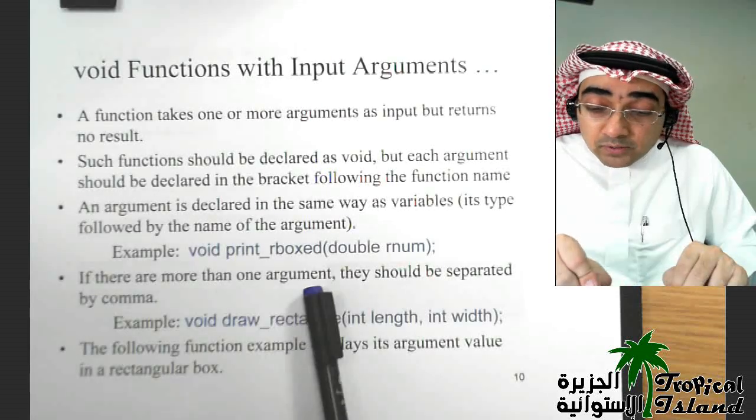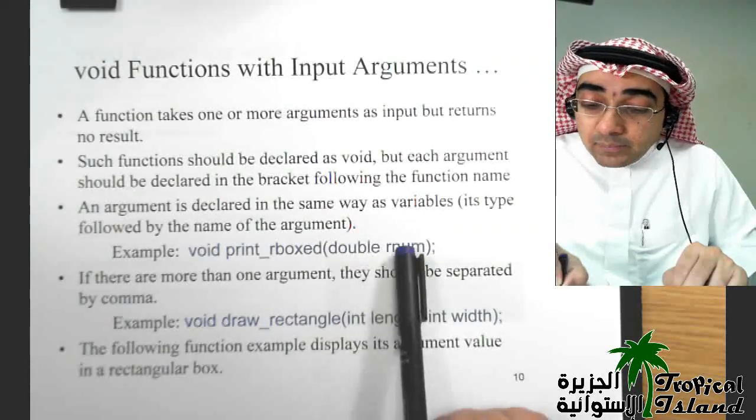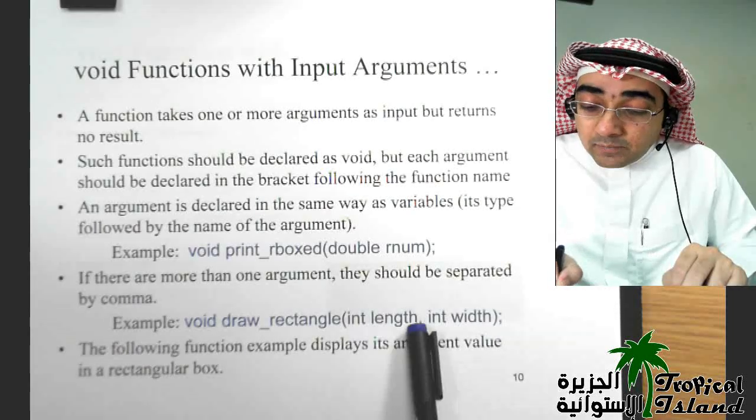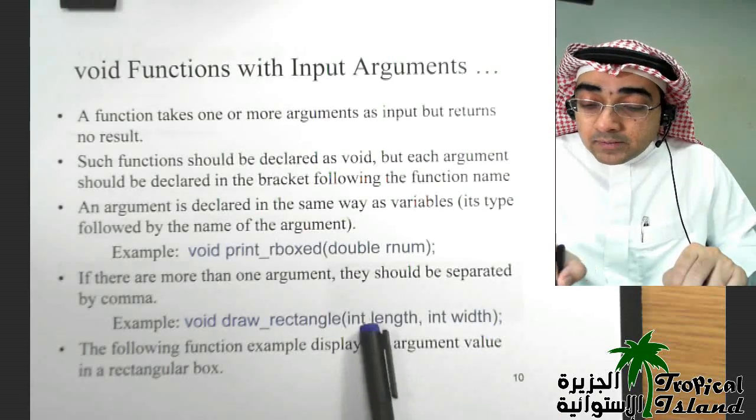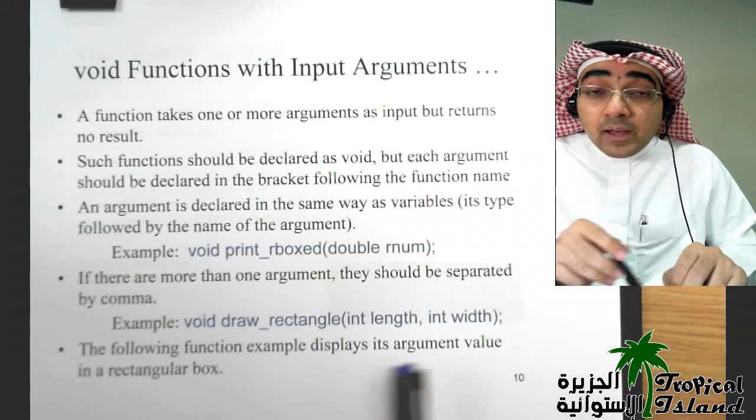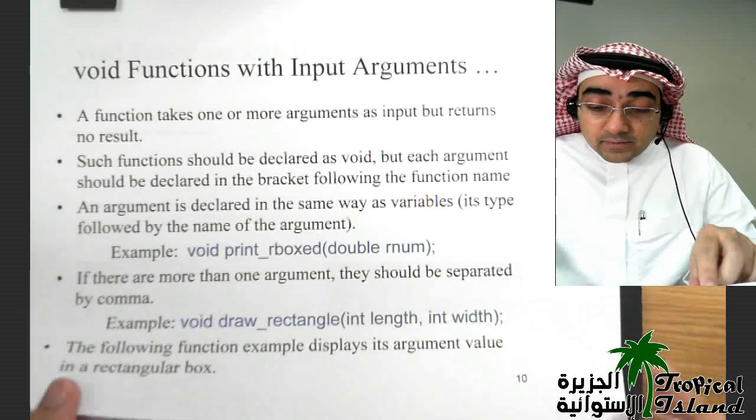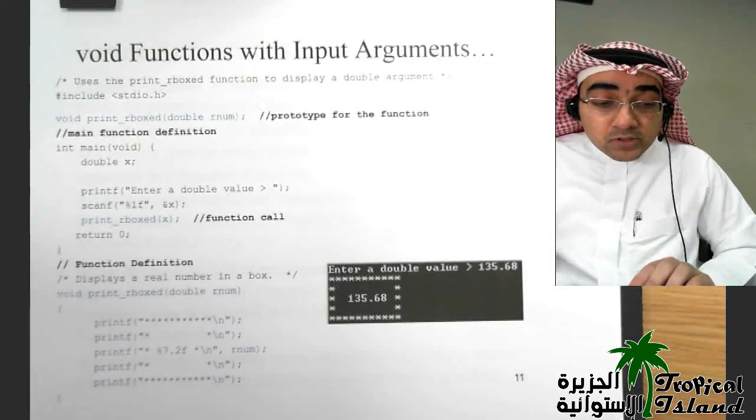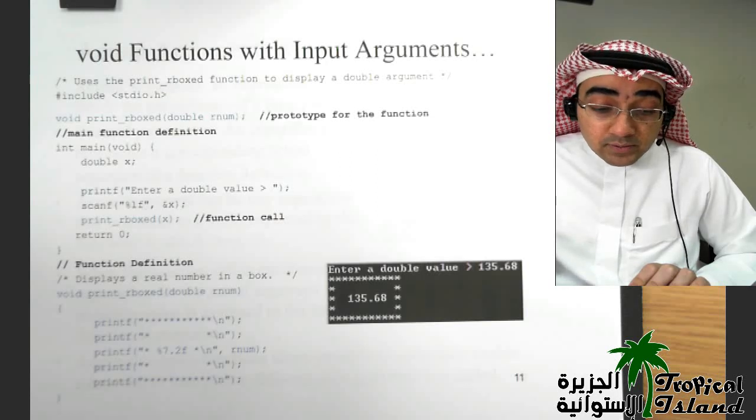Okay, if there is more than one argument, they should be separated by commas. If you have one argument, you put it between brackets, you put the type, and you put the name of the argument. If you have more than one argument, in between the brackets you put the type, the name of the argument, comma, the type, the name of the second argument. If you have more, then it's type, name, comma, type, name, comma, and you can go on as long as you like. So this is an example of a function that has a void output, or no output, but takes a single input.